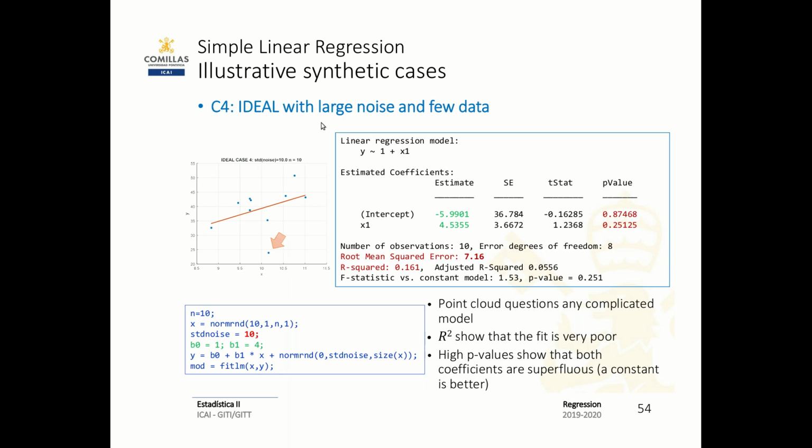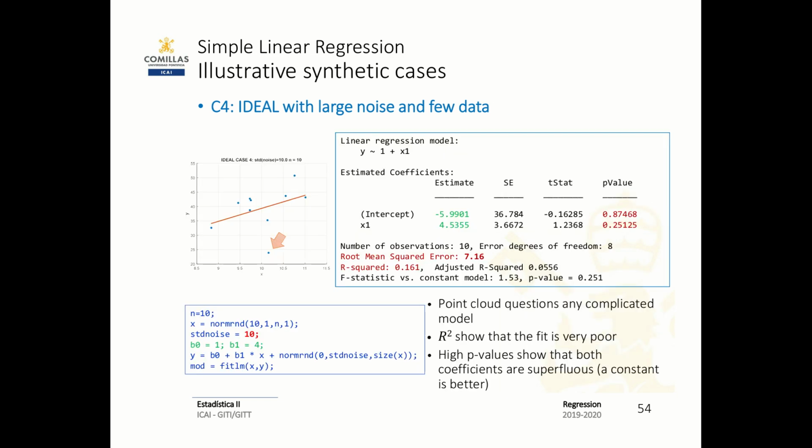Okay, another case: large noise, few data. This is really a very bad situation. The standard deviation is 10, and the model is still the same. Now our estimates are really bad. Maybe the one for B1 is not so bad, but still the model is not sure that there is a linear relationship between Y and X. So the two p-values are pretty high. We cannot reject the hypothesis that B0 and B1 are really zero. The root mean square error is really biased because of this lack of data. The R squared is very bad. The F statistic tells us that it is not sure that the model is really explaining anything. So if you have a lot of noise and very few data, you are in a really bad situation.